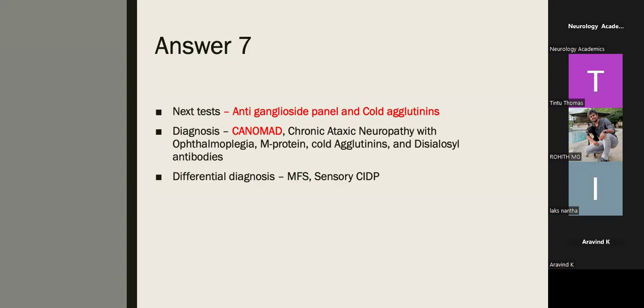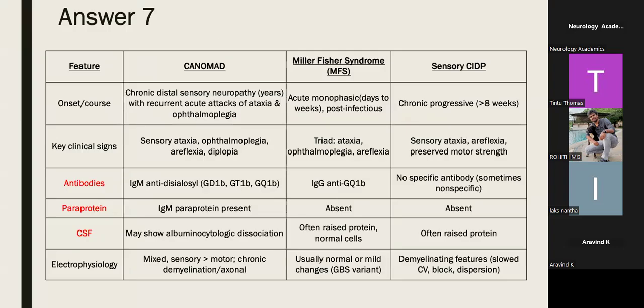With a 5-year history, Miller-Fisher syndrome is no longer considered. It looks like a chronic variant of MFS. The differentiating factors will be these three things. In Miller-Fisher it will be IgG anti-GQ1b positivity, and in sensory CIDP we don't have any specific antibody. Paraproteins will be absent in both Miller-Fisher and sensory CIDP, but present in CANOMAD. And CSF may show albuminocytological dissociation in CANOMAD, though mostly it is normal, whereas in MFS and sensory CIDP it will usually be associated with raised protein.